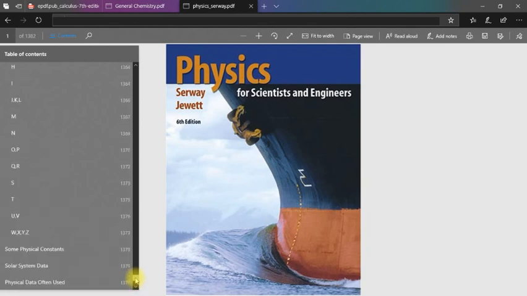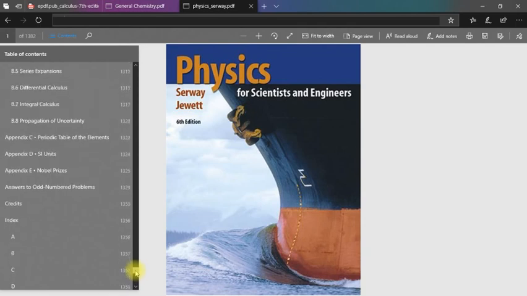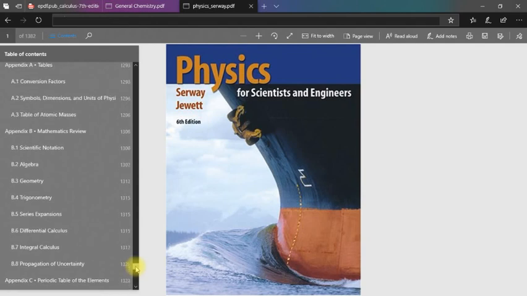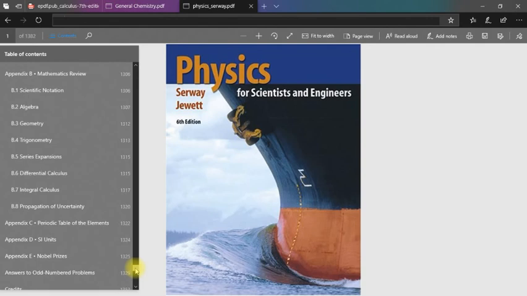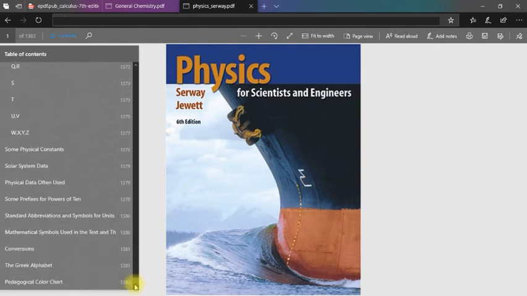Another important thing here is that you have indexes and appendixes. They're also, as I said, very important. Sometimes you have references, and it depends on the book whether they're in the beginning or at the end. These are some of the tips that have genuinely aided me during studying in school and in university.